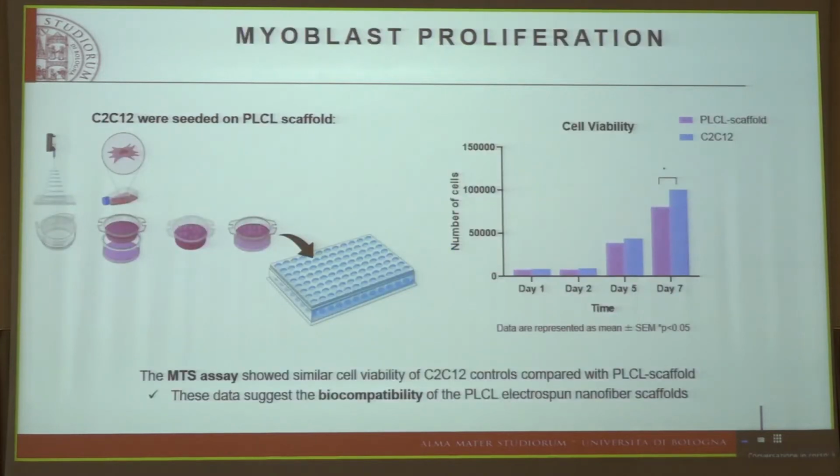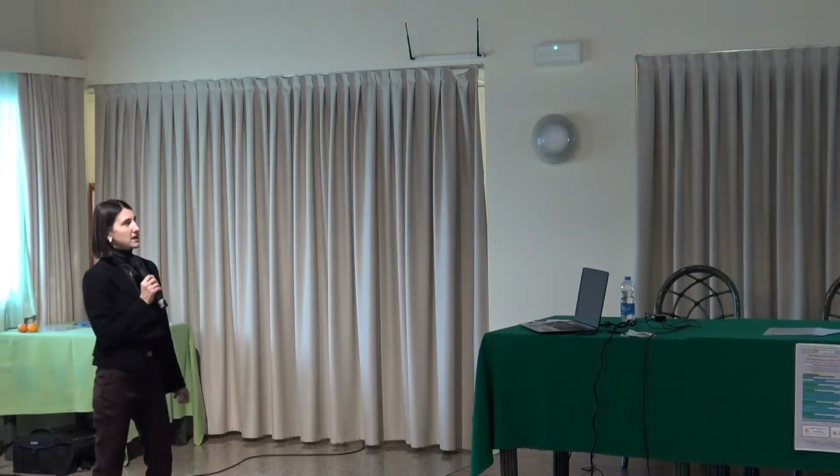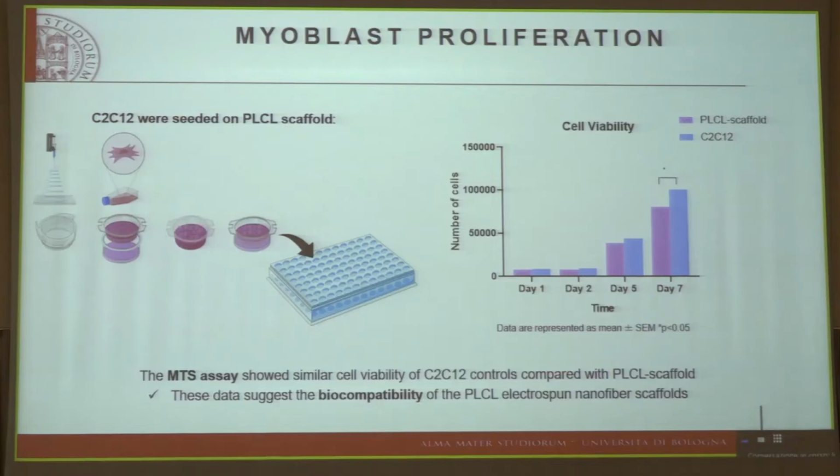Once we developed the PLCL scaffold, we fixed it in an insert, and we cultured on it the C2C12 myoblast murine cell line. At the same time, we had a control consisting of the C2C12 seeded on tissue culture plastic. In order to examine the biocompatibility of our chosen material, we made a cell viability test for 1 week.